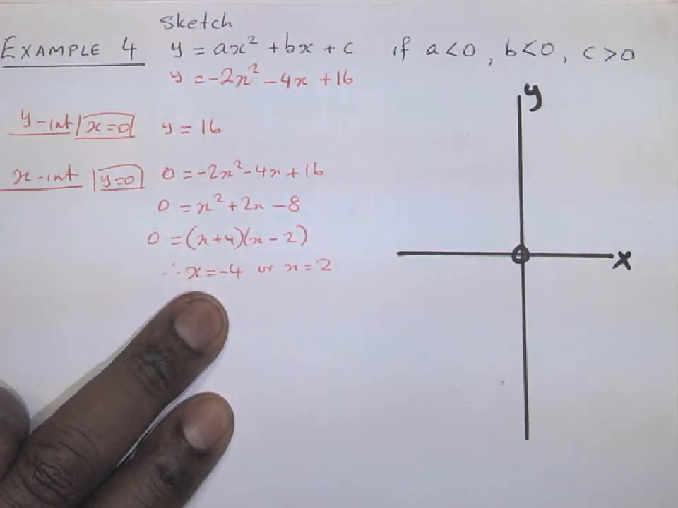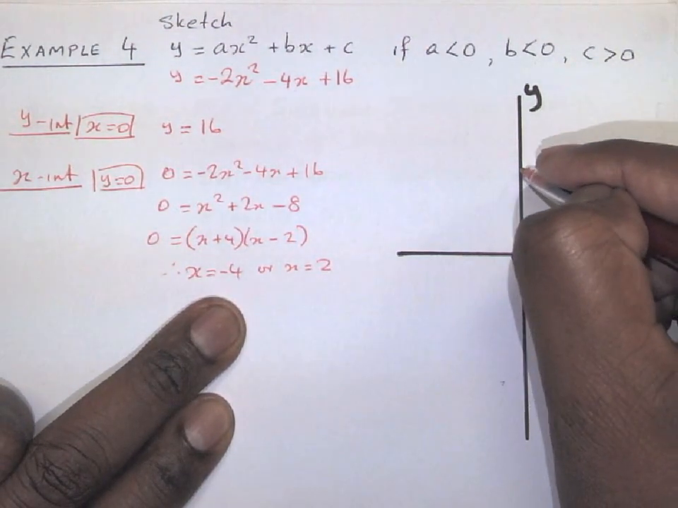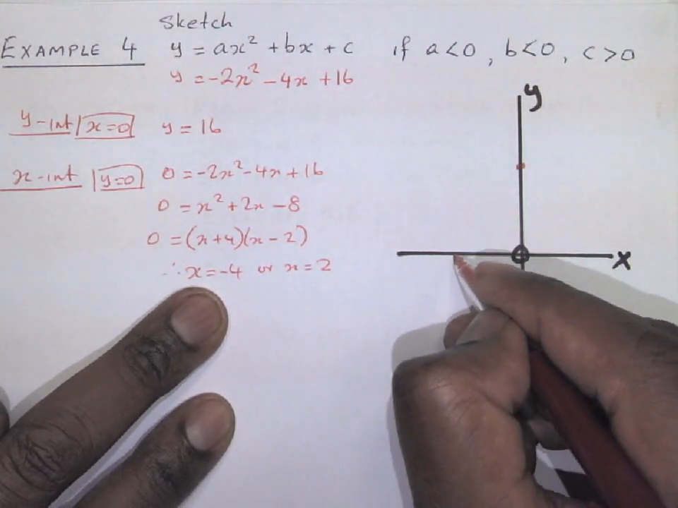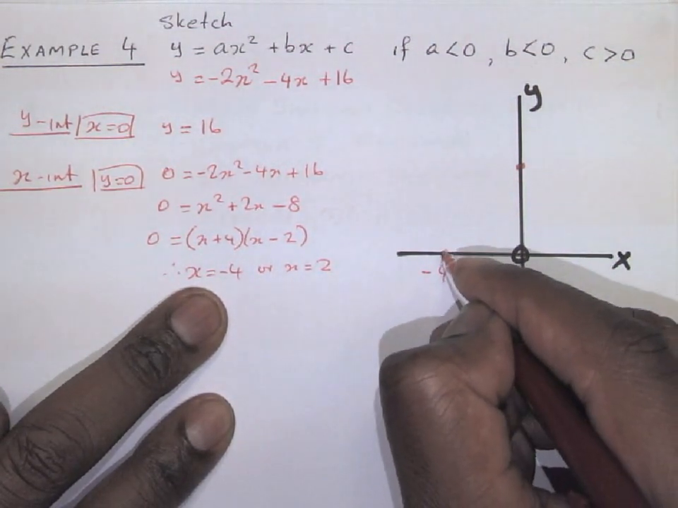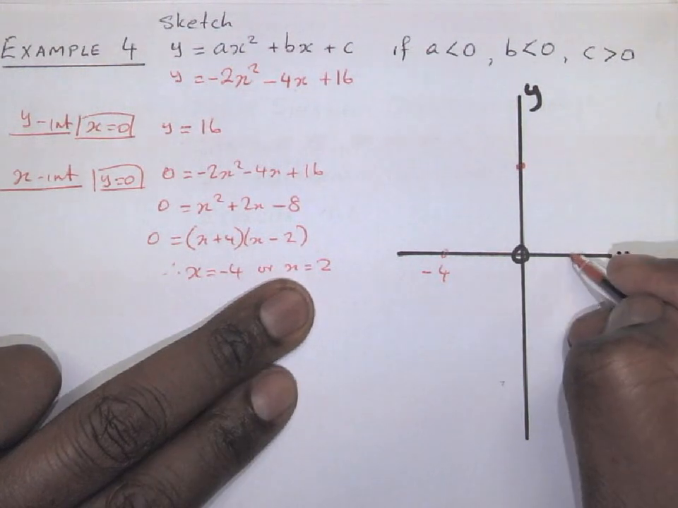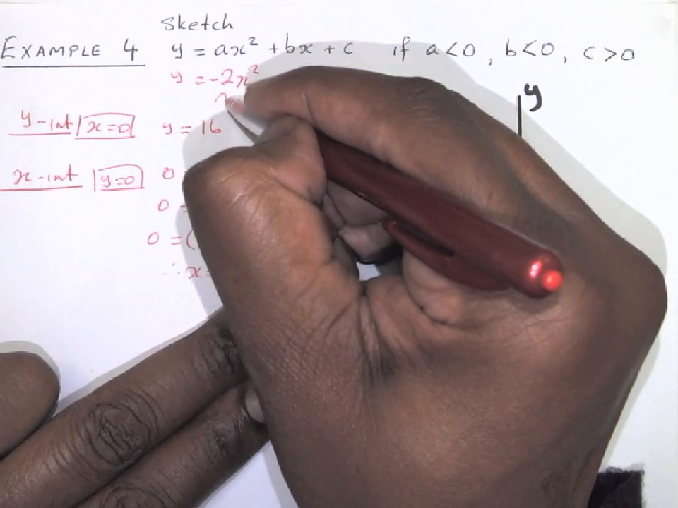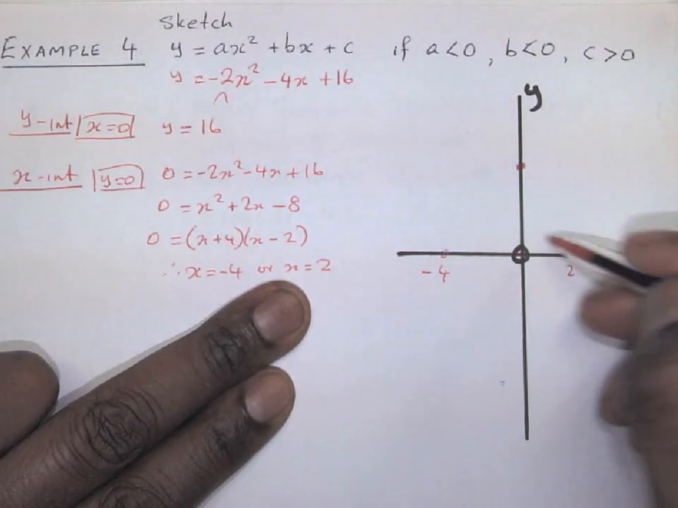The y-intercept is 16. Let's put 16 over there. And then the x-intercept is minus 4. Let's say this is minus 4 over there. And the other x-intercept is a positive 2. So we know that a is negative, so the graph will be facing down. So, yeah.